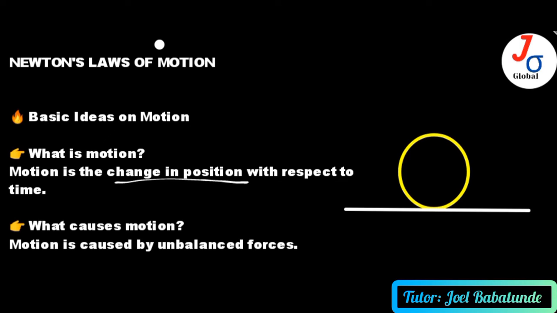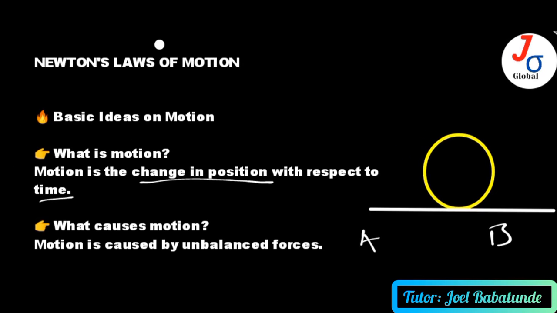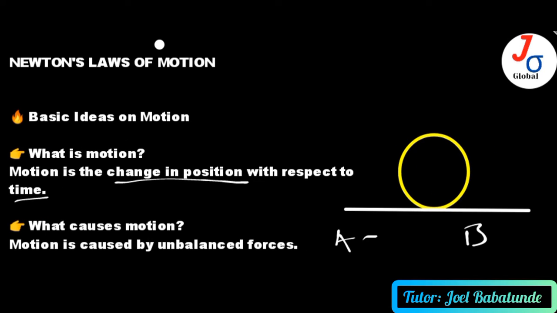change in position with respect to time. So these are the two most important ideas in this definition: change in position and time. So that means motion is when you change your position, and of course you have to do that in time. If you have to move from point A to point B, you have to do that in time. So as you move like this, it takes some seconds to actually move down to B. So that's what we mean by motion.